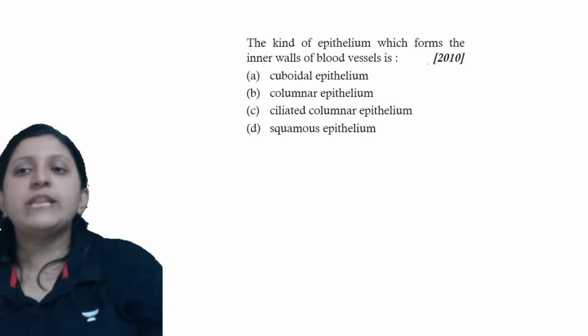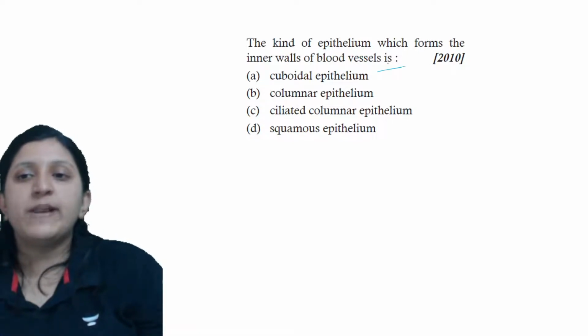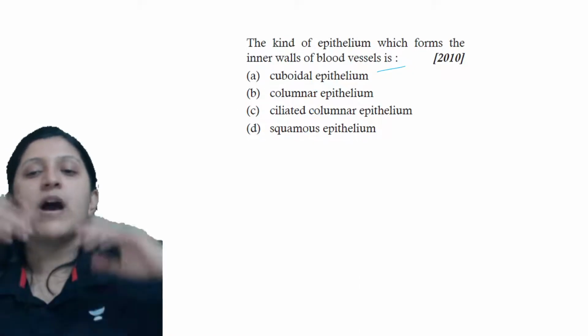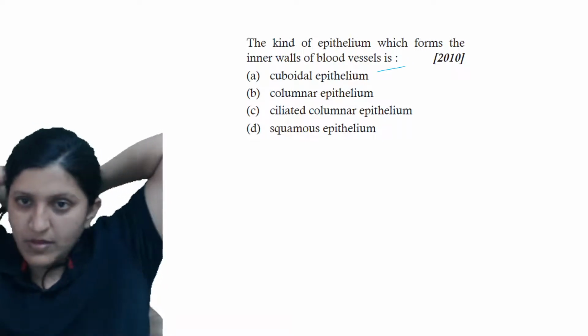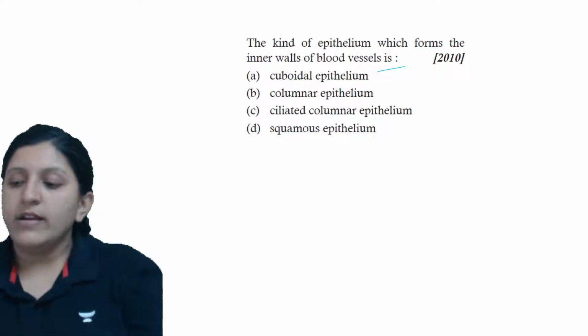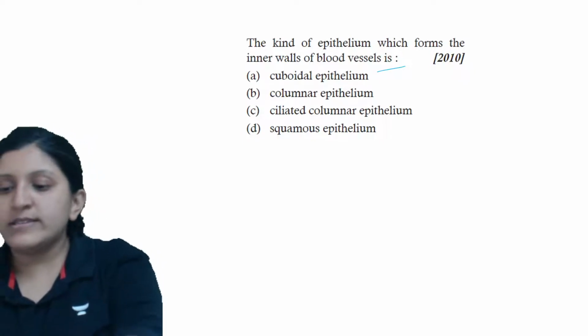The kind of epithelium which forms the inner walls of blood vessels is: cuboidal epithelium, columnar epithelium, ciliated columnar, or squamous. Anybody has an idea on this?